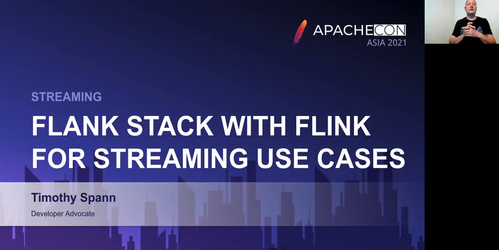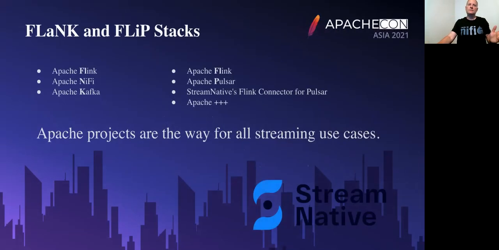Today we're talking about using the FLaNK stack with Apache Flink for different streaming use cases. So what is FLaNK, and also my correlated stack, the FLiP stack? FLaNK is Apache Flink, Apache NiFi, and Apache Kafka working together. FLiP is Flink, Apache Pulsar, the connector that connects those together, and some other Apache projects. We could throw NiFi in there, Tika, lots of different great projects in Apache we can use.